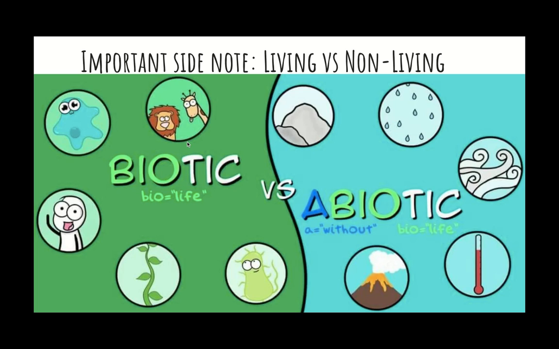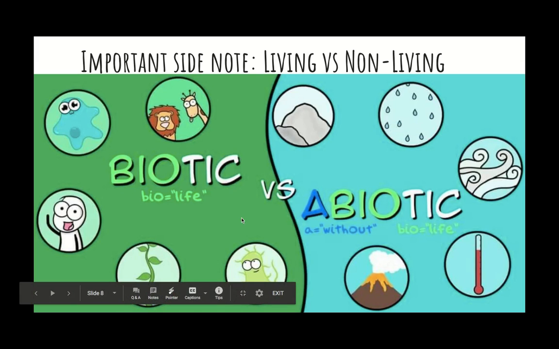We look at the little pictures that they have for examples. We have a lion and a giraffe. They're living, right? We have humans, they're living. We have plants, they're living. And we have little tiny bacteria, that type of stuff.